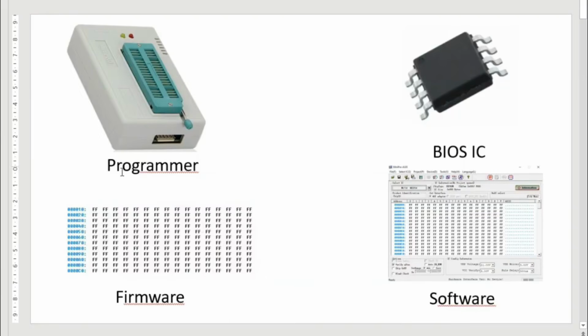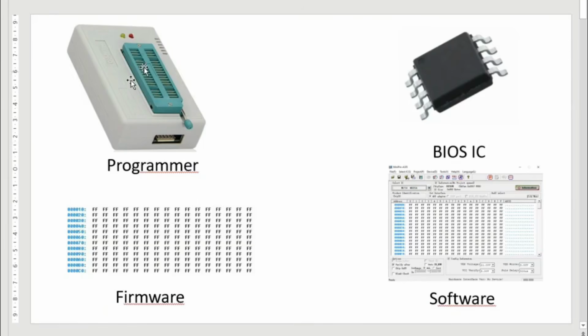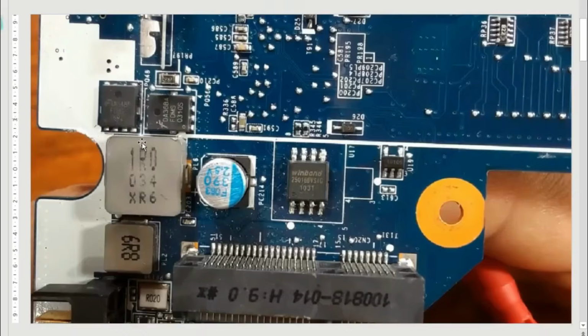So we need 4 things: the IC, the programmer, the software, and the firmware. Okay, so of course, using this kind of programmer, as we have seen before, you should remove the BIOS IC.